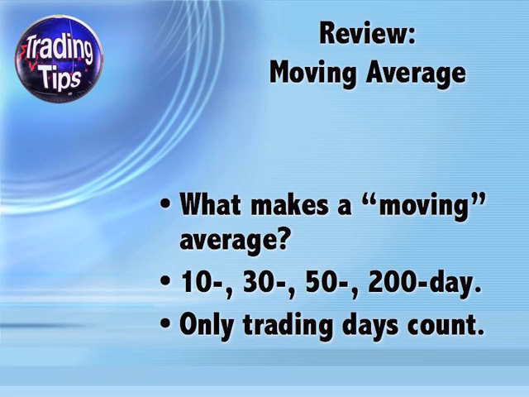A moving average uses a certain number of days' closing prices to determine an average price. A 10-day moving average would thus use the previous 10 days' closing prices. The average would always use the most recent 10 days' worth of data, so each time a new day passed, the oldest day from the data set would be dropped from the moving average. This is what makes it a moving average. Popular moving averages include the 10-day, the 30-day, the 50-day, and the 200-day.